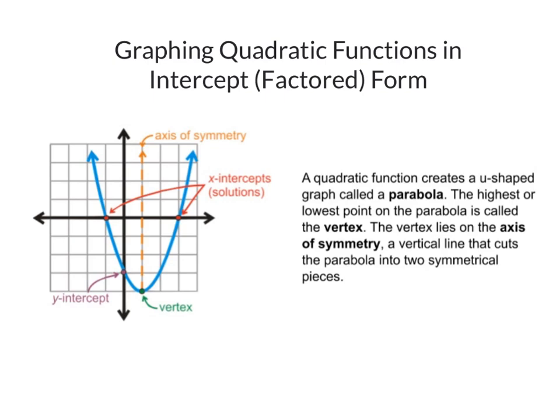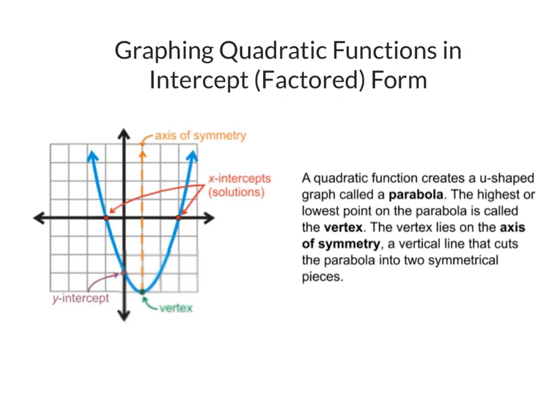The highest or lowest point on the parabola is called the vertex. The vertex lies on a special line of the parabola. It's called the axis of symmetry. The axis of symmetry cuts the parabola in half into two symmetrical pieces. Remember, to be symmetrical means that it's the same on both sides.